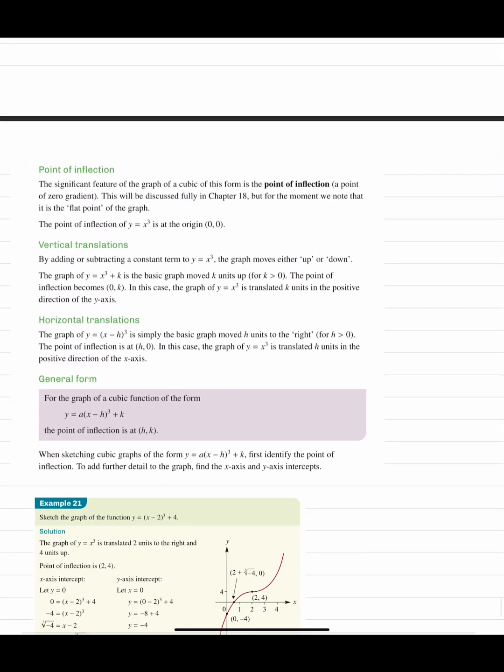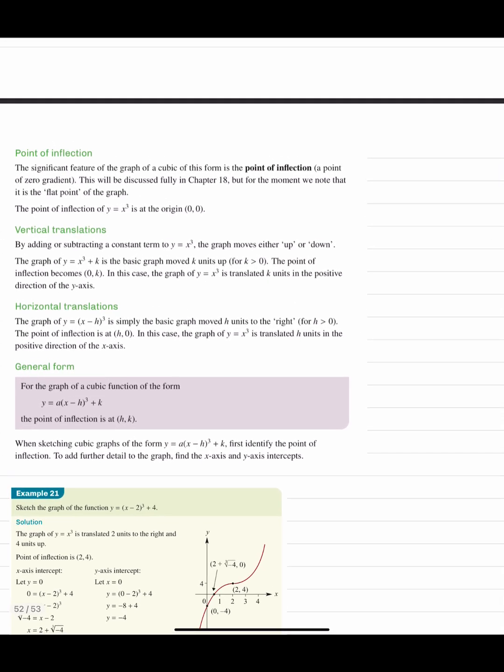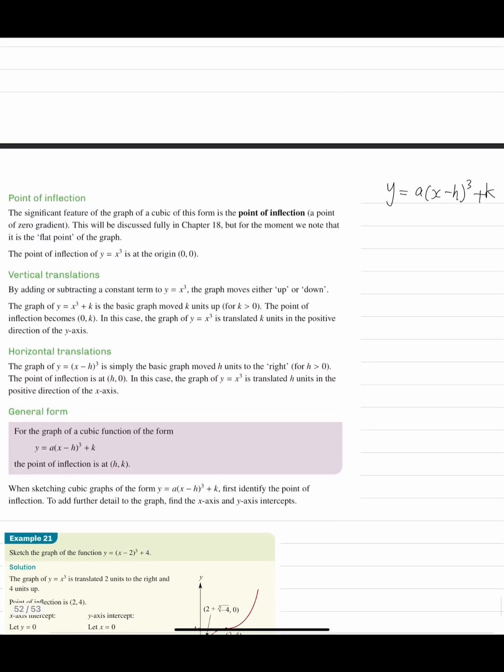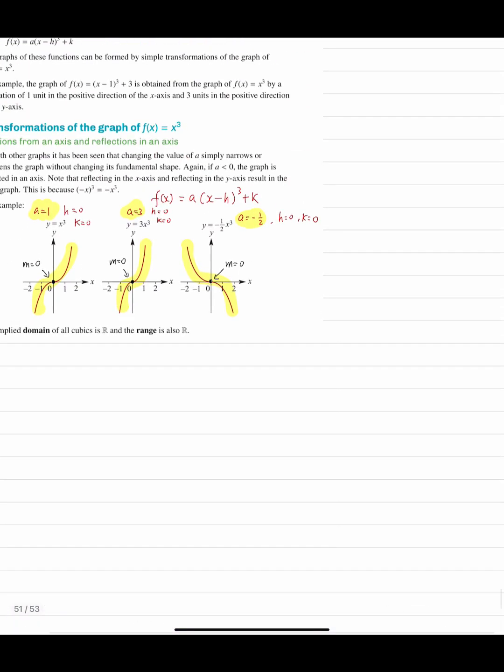With the key features, firstly, as I mentioned, you have a special point for this shape, for the simplest cubics. If your cubic is in this form, then there is a special point there. This special point is called the point of inflection. So what is a point of inflection? It is basically the point right in the middle.